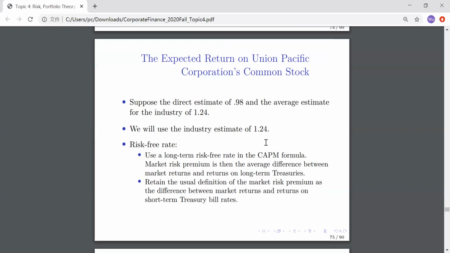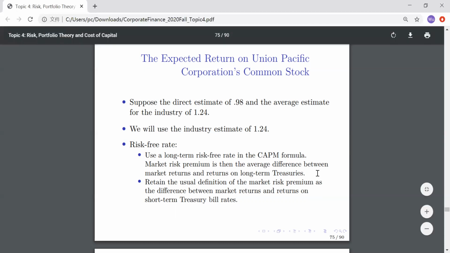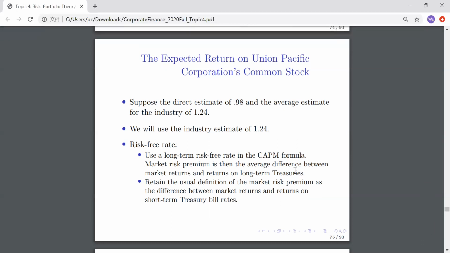So there are two kinds of get-around calculation methods for the risk-free rate. First, you can use a long-term risk-free rate in the CAPM formula. In that case, the market risk premium is the average difference between market returns and the returns on long-term Treasuries. But remember, that doesn't mean you need to use a historical risk-free rate. You are just using the current yield, for example, for a Treasury 30-year bond, or Treasury bill, or Treasury 10-year bond. That's the first way to go.